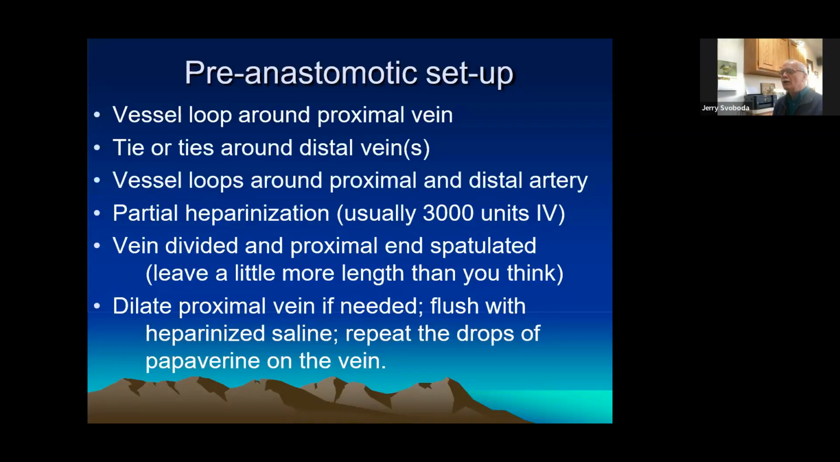You want to check. There are two steps to do before you open the artery. One is flushing the vein with heparinized saline. This is very important: you have to make sure that the vein will accept heparinized saline. If it won't, then you can't use that vein for an AV fistula. You have to do something else, either quit or find another vein.